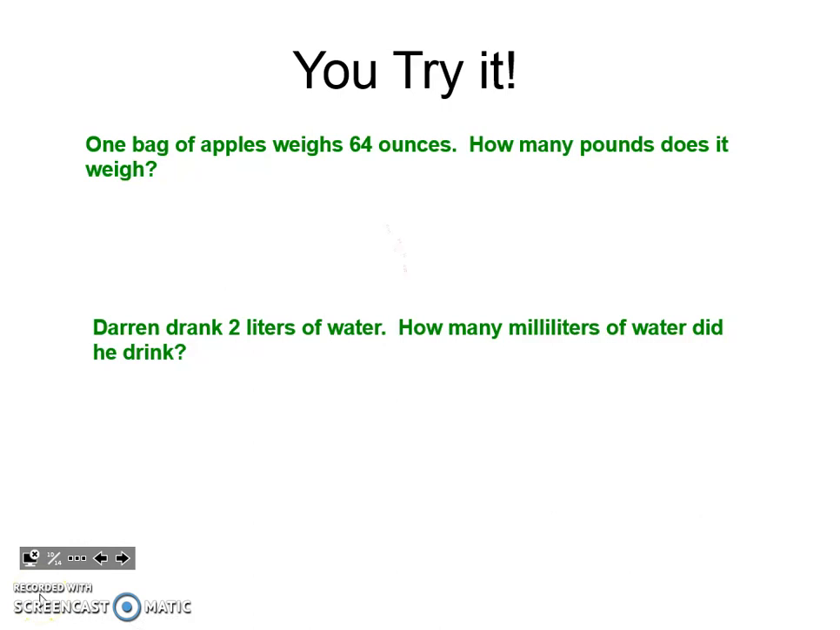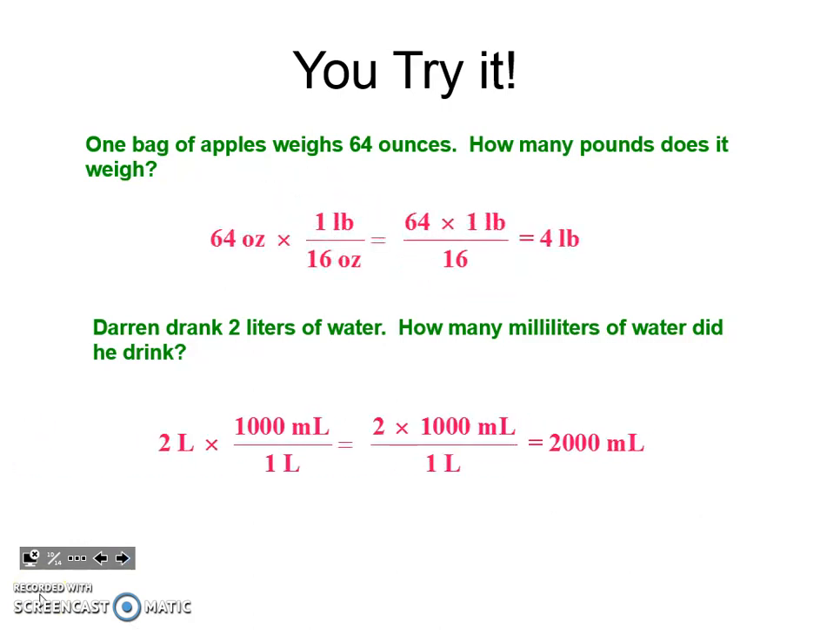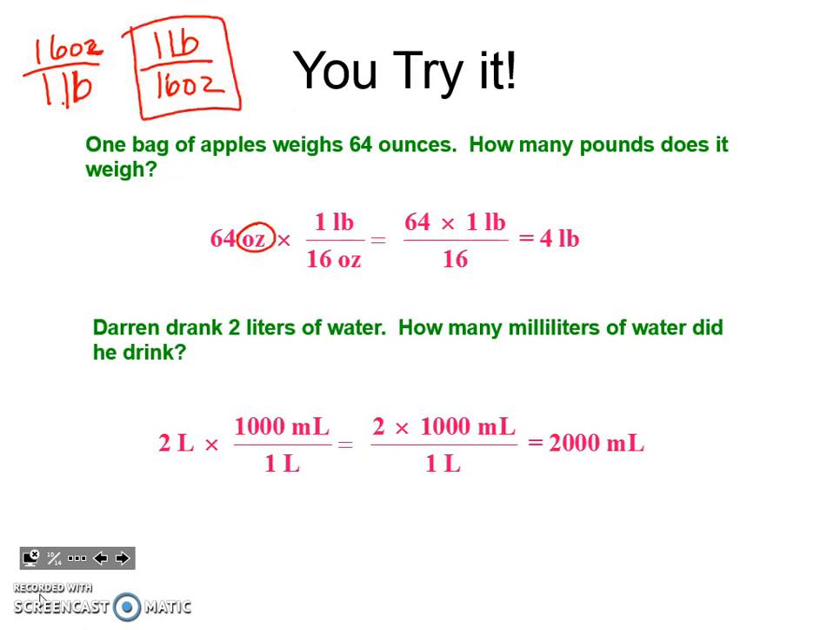All right, here we go. Take a look at the answers for both of these. If you did not have this, go ahead and write this down and take a look. I have my 64 ounces. I knew that I had a conversion factor. For the first one, I could have chosen 1 pound over 16 ounces, or I could have chosen 16 ounces over 1 pound. So with that being said, I knew I needed to get rid of the ounces, so I chose the 1 pound over 16 ounces. So the ounces cancel out.